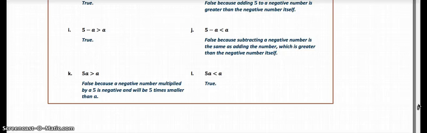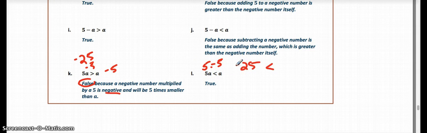And we're down to the last 2, right? I believe so. 5 times -5 is -25. So -25 would not be greater than -5. This one's false, because a negative number multiplied by 5 is a negative and will be 5 times smaller than A. For L, 5 times whatever negative number you want to try, again, I'm going to do -5s, -25 would be less than 5, and that one's true.